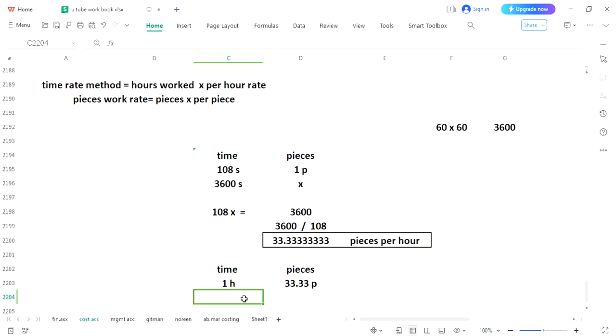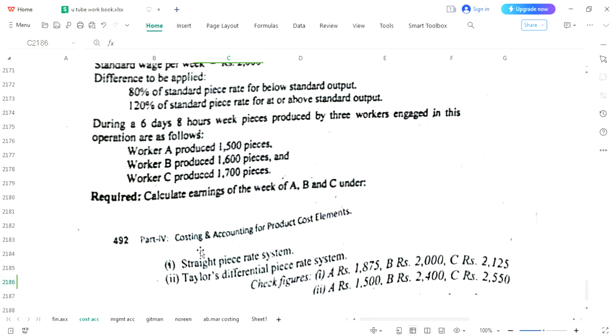Since they are talking about 1 week, we'll have to know how many hours are present in 1 week. Go back to the question and you can see during 6 days, 8 hours. During 6 days, 8 hours, the week's pieces produced by 3 workers. So we are concerned with these two elements. 6 days we are working and each day 8 hours. 8 hours shift per day and total 6 days in a week. So how many hours in a week then?